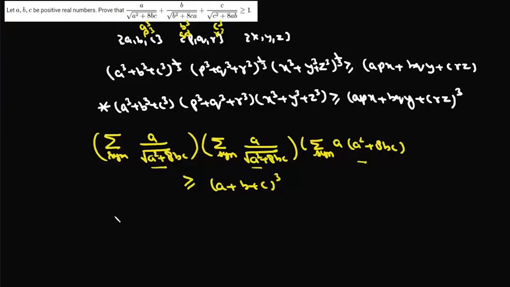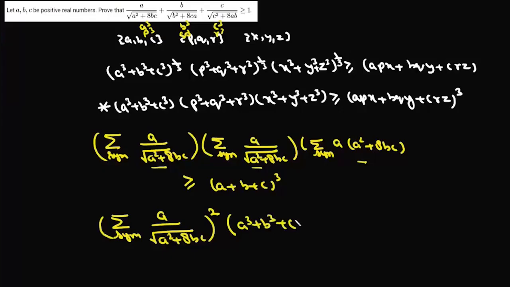So now we can write this symmetric sum A upon under root of (A square plus 8BC) whole square into, now this symmetric sum will be this A cube plus B cube plus C cube, and will be 8ABC plus 8ABC plus 8ABC, and that will be 24ABC, and will be greater than or equal to (A plus B plus C) whole cube. So we have written this using Holder's inequality.